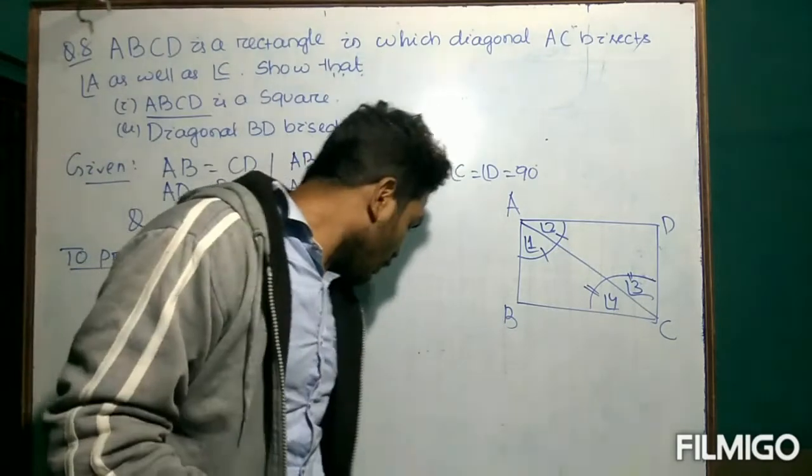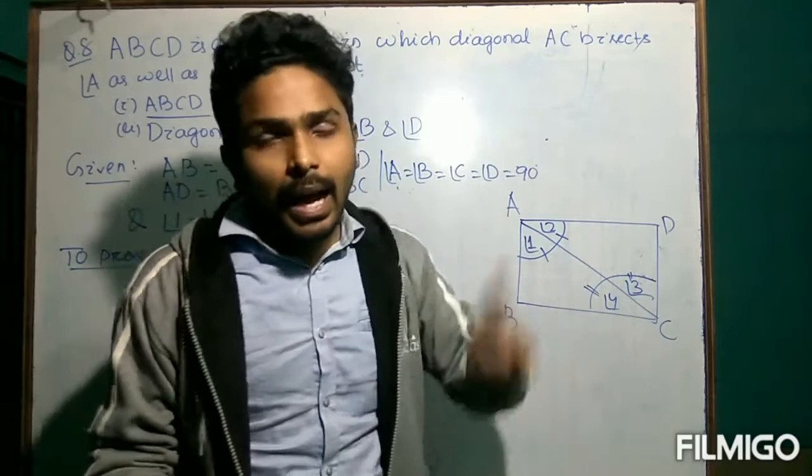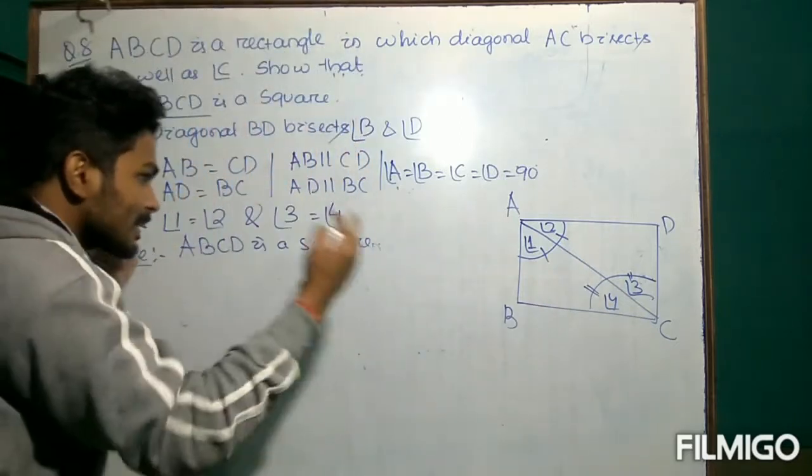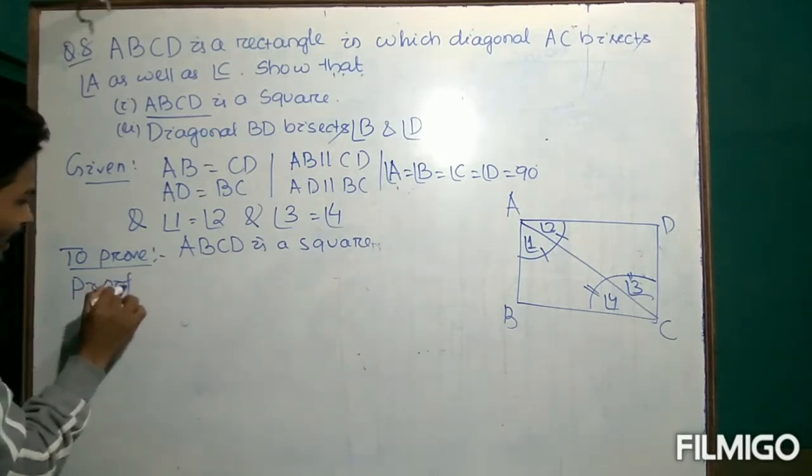So what will we prove now? We will prove that all the sides of this quadrilateral are equal. Then we can say yes, it is a square. So let's prove it. How can we prove it?